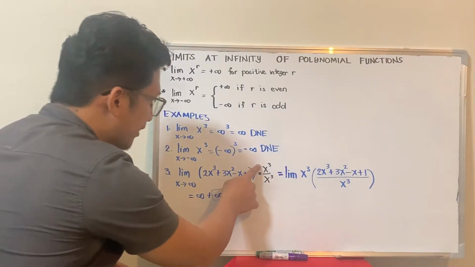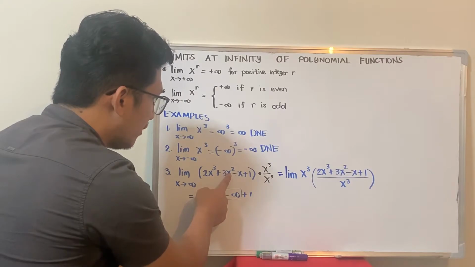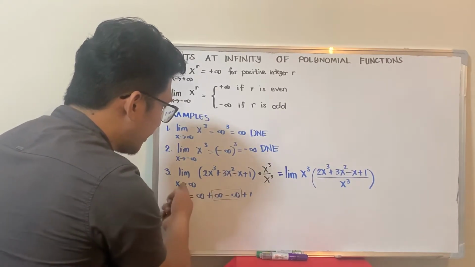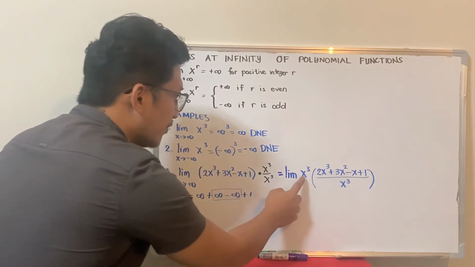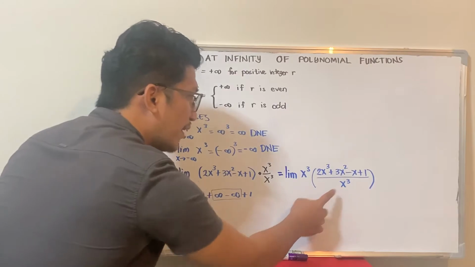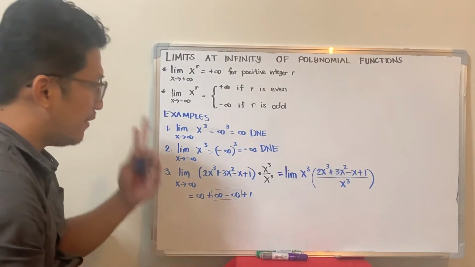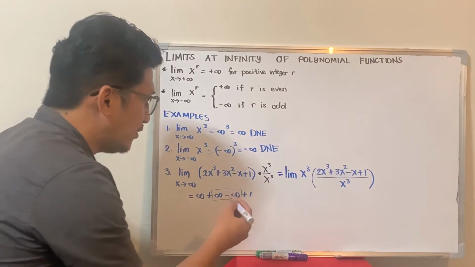Where did the x cubed over x cubed go? The x cubed is multiplied in the numerator, and the other x cubed is multiplied in the denominator of 1. So x cubed times this, x cubed times this, and x cubed times 1, of course you have x cubed in there.